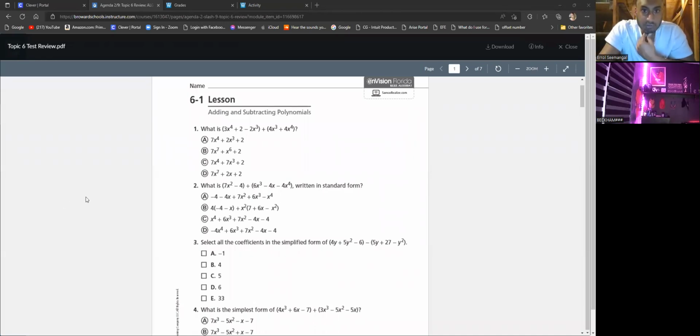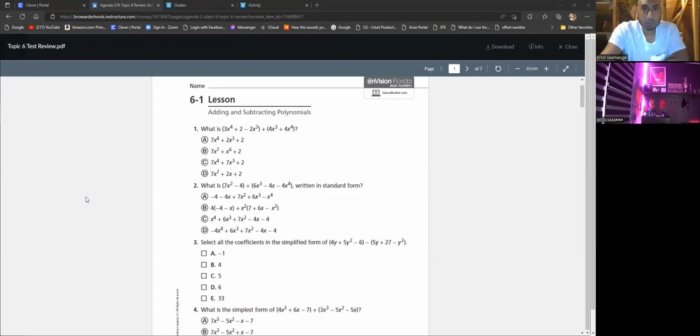Okay. Adding and subtracting polynomials. These ones, just collect like terms. I know I did that one. This answer is A. 3x^4 plus 4x^4 is 7x^4. Yep. Negative 2x^3 plus 4x^3 is positive 2x^3, and then 2 plus 2. Yeah, that one looks right.